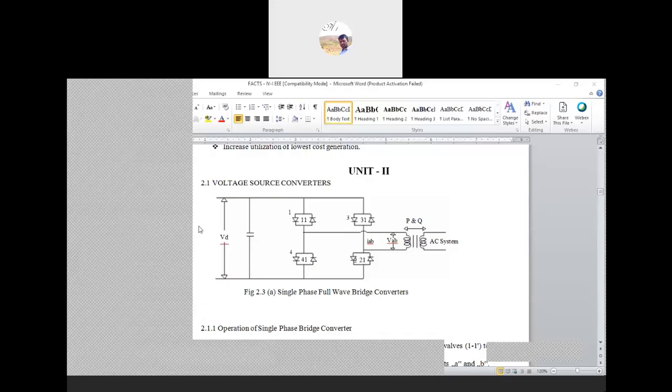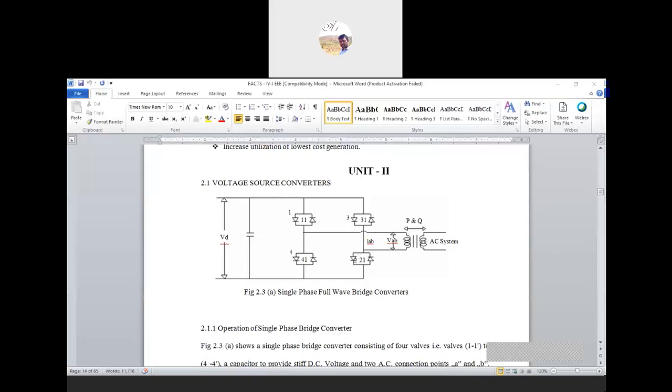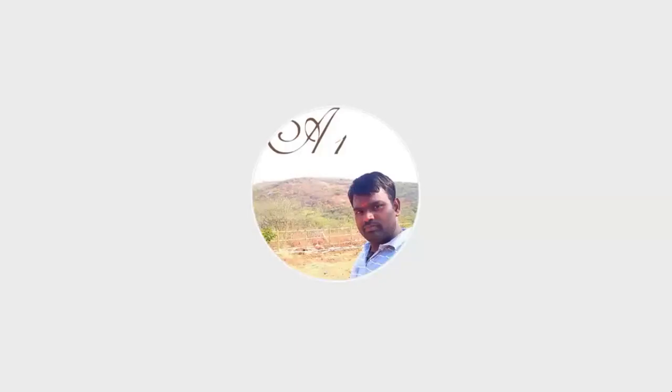Okay, so due to the connection in the 1 dash and 2 dash, reversal current will flow. So here what will happen, this causes the rectifier action. AC is converted into DC. At first instant, in the first half cycle, 1 and 2 are on.